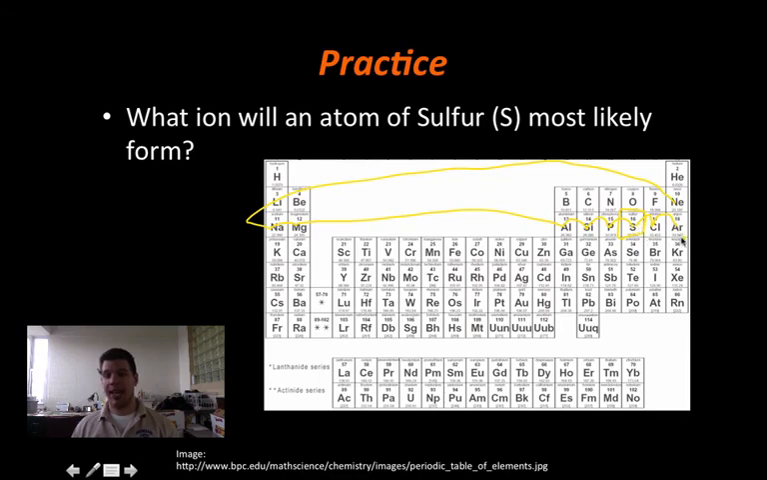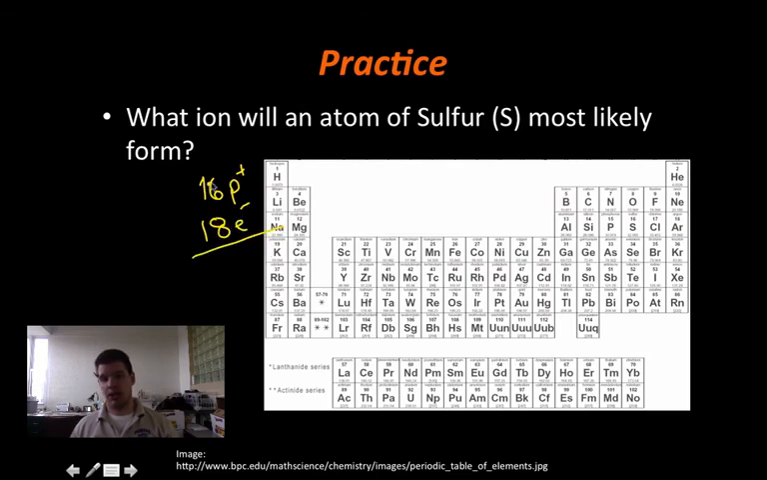Well, is he going to gain 2 or lose 6? It's probably easier for him to gain 2 than to lose 6, and so we'll expect that he's going to do that. Now remember that sulfur's atomic number is 16, so he started with 16 protons, and we said now he's going to gain an extra 2 electrons, so instead of 16 electrons, he's actually going to have 18 electrons, and so what's his charge going to be? 16 positives, 18 negatives, he's going to have a 2- charge.